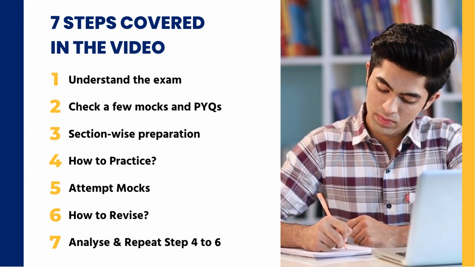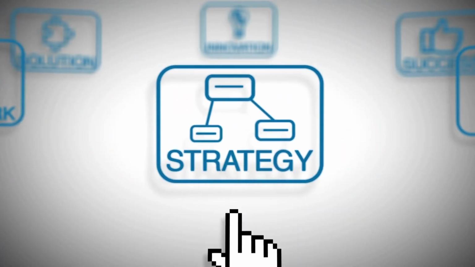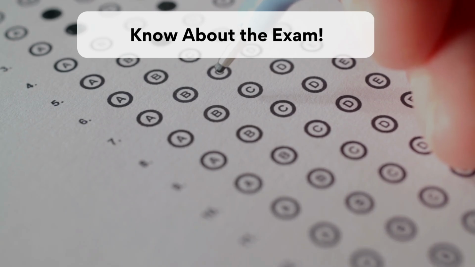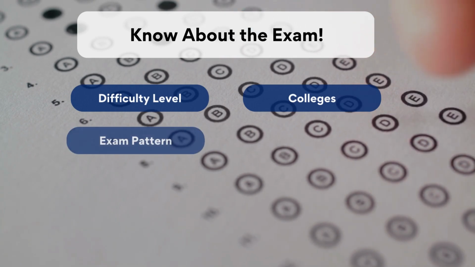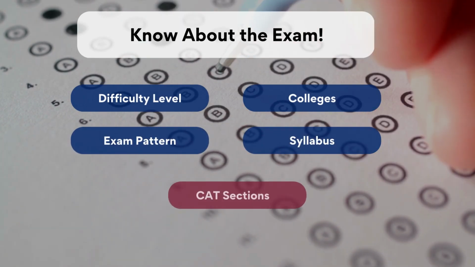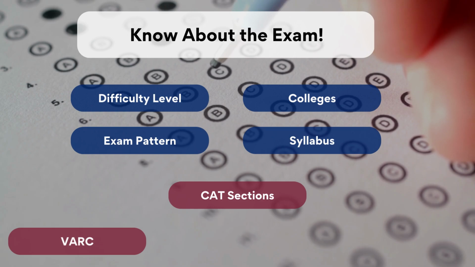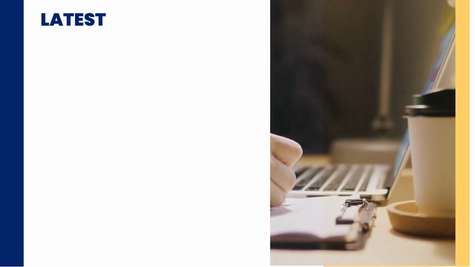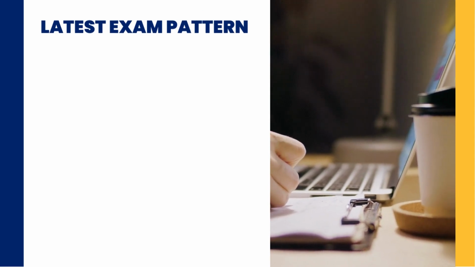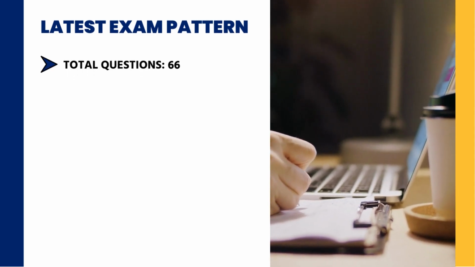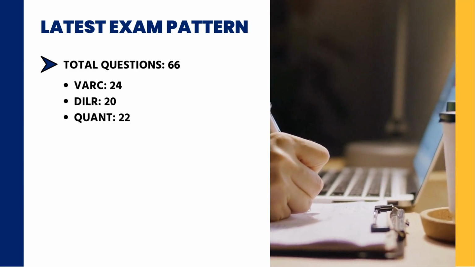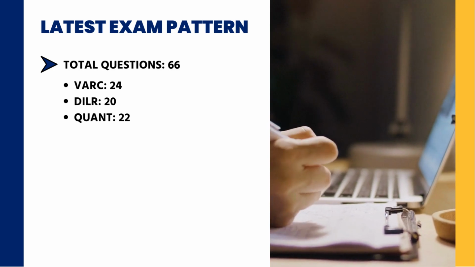Here is an outline which we would be covering in this video. Before starting your preparation, create a strategy by knowing everything about the CAT exam. This includes the difficulty level, colleges, exam pattern, syllabus, and all the sections, which are VARC, Quant, and DILR, along with their difficulty levels. As per the present CAT exam pattern, 66 questions are asked where 24 questions are from VARC, 20 from DILR and 22 from Quant.